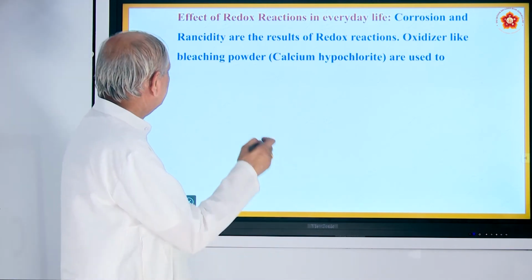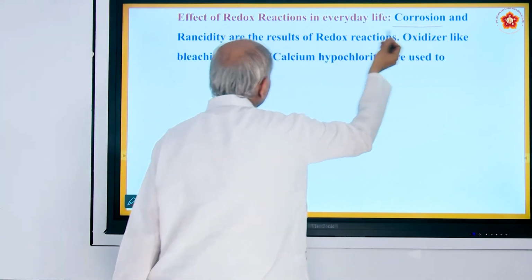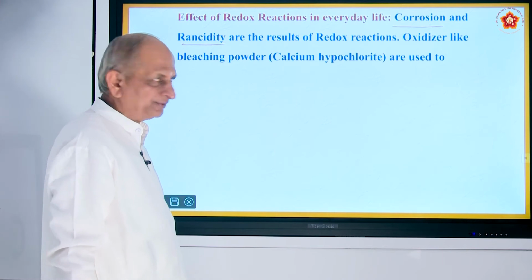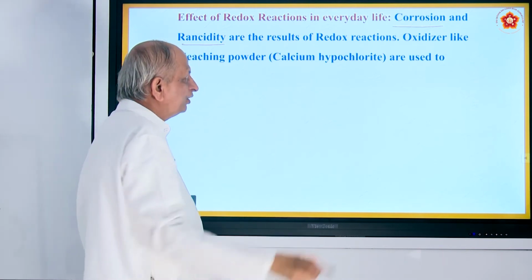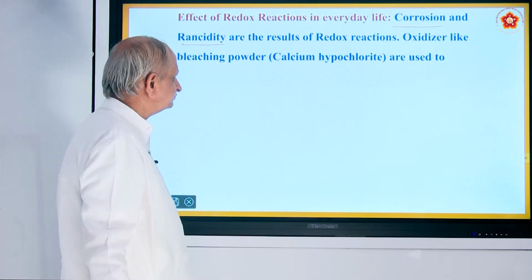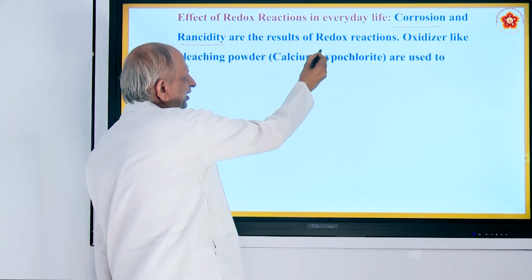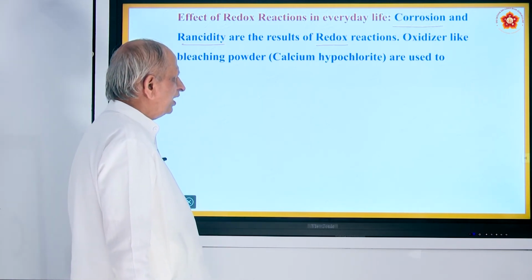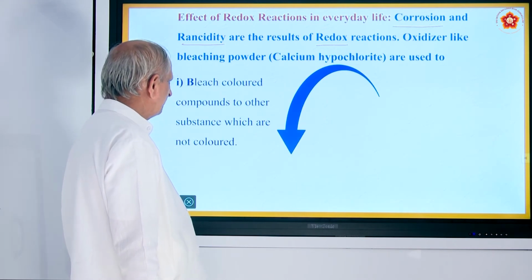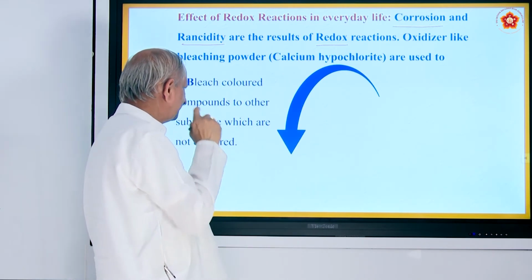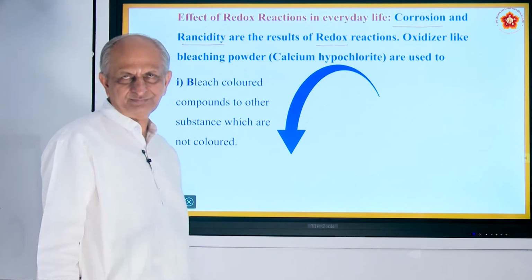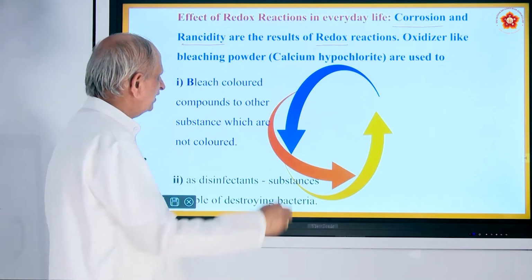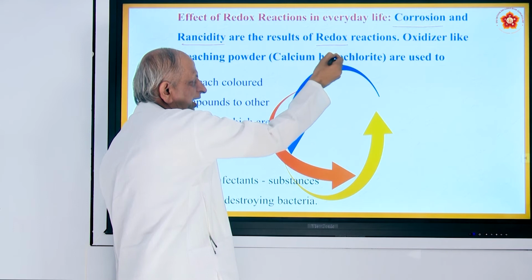For example, here corrosion and rancidity. Rancidity is usually in terms of food items, food becoming spoiled. Corrosion is in case of metals. They are the results of redox reactions. Oxidizers like bleaching powder are used to bleach colored compounds to other substances which are not colored. So bleaching powder is also called calcium hypochlorite.